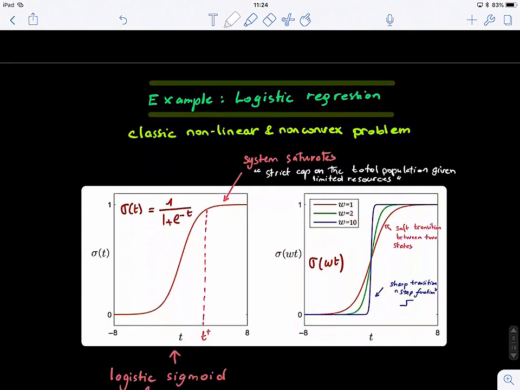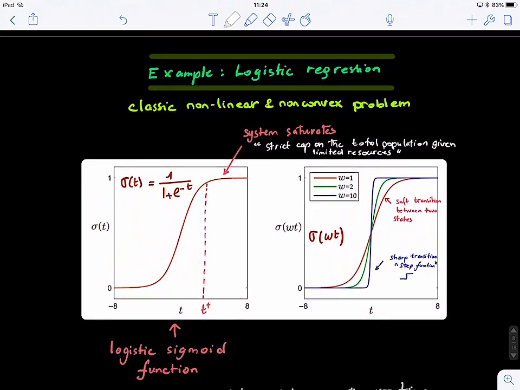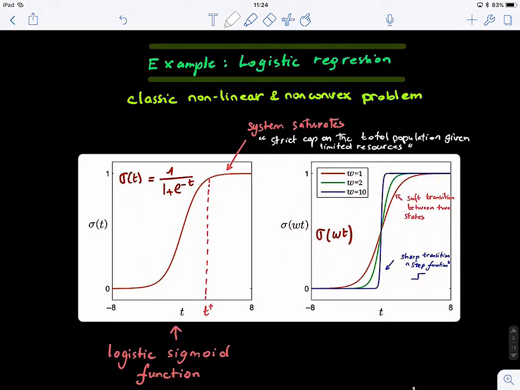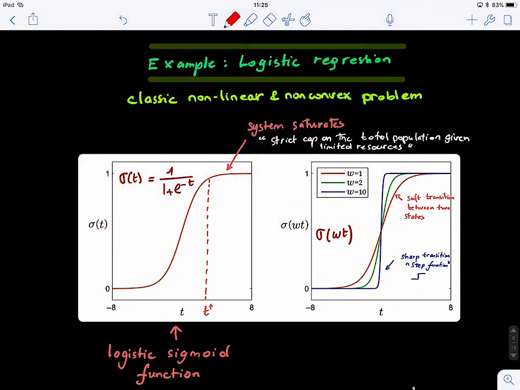So to do that, we specifically will look at the case of what we call logistic regression, which is a classic nonlinear and non-convex problem in machine learning. And the logistic regression, basically, is defined using the logistic sigmoid function, as you can see here. So this is our sigmoid function. And what is the hypothesis that we are making about our input data X and our target output Y?